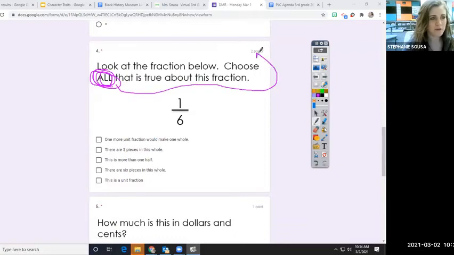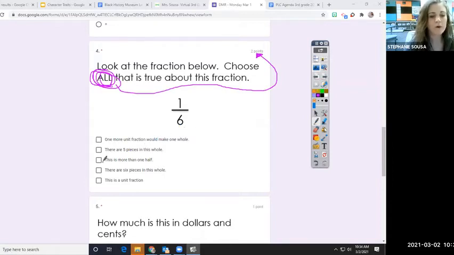Notice this is worth 2 points, which means in this case, all is more than 1, but it's only 2. Here we go. This is 1/6. 1 more unit fraction would make 1 whole. Heck no, we'd need 5 more. There are 5 pieces in this whole. Nope, our denominator is a 6.